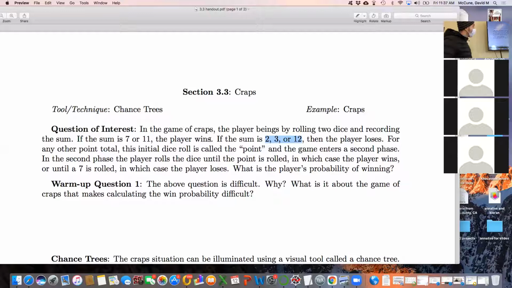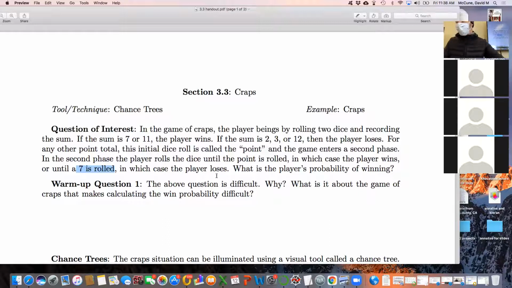But suppose you roll something else, like say a 5. Then craps goes into a second phase of the game. The dealer says, okay, I see your 5, I'm going to bank that, record that. Then in the second phase, you keep rolling the dice until you roll your 5 again, your initial roll, in which case you win, or you roll a 7, which is now no longer a win for you. That'll be a loss.